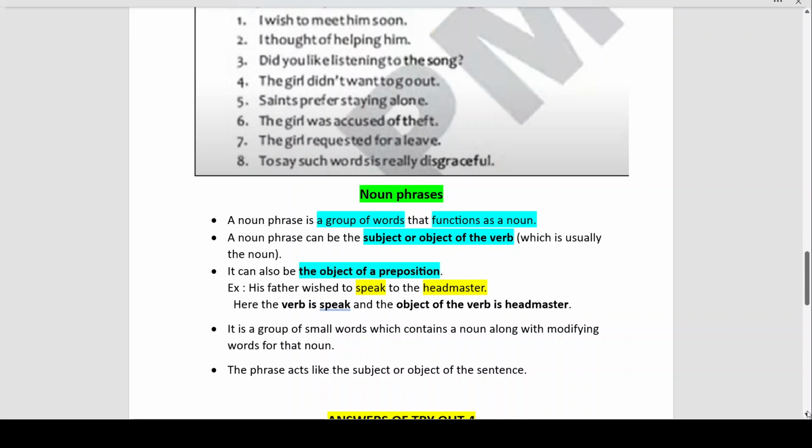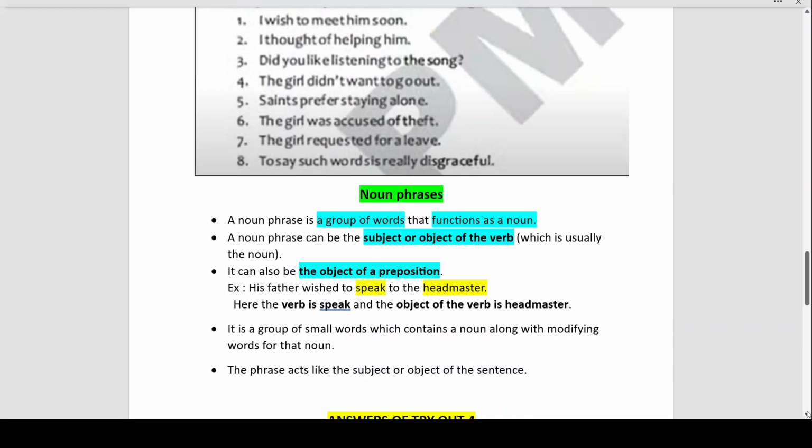Number four, the girl didn't want to go out. The girl did not want to go out. Now, did not want is your verb. And what is the noun phrase after it? To go out. So first identify the verb and then you will find out what the verb is actually trying to do, according to whether it is modifying the subject or the object in the noun phrase. So over here, the girl is being modified, and what is being said about her in the noun phrase is that the girl didn't want to go out. So to go out is your noun phrase.